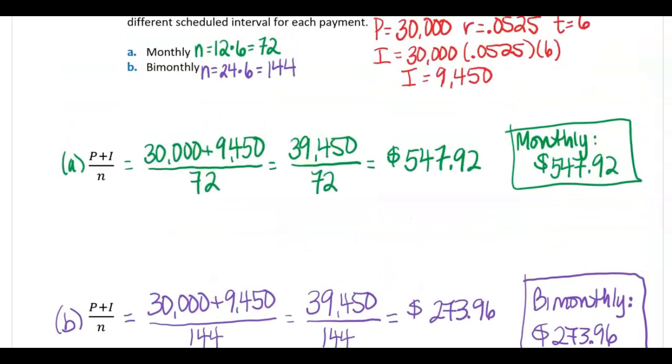beginning of the loan. So both loans have $9,450 as interest. This concludes example 3.